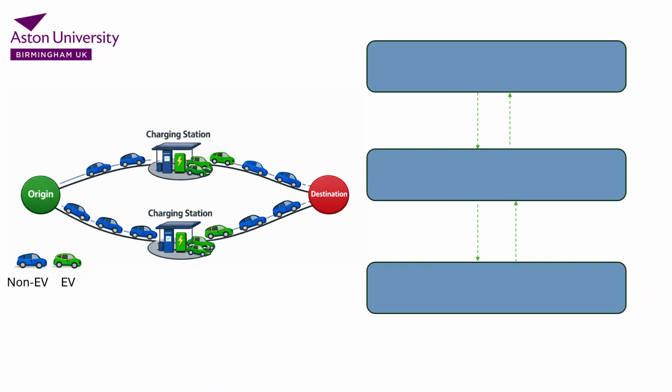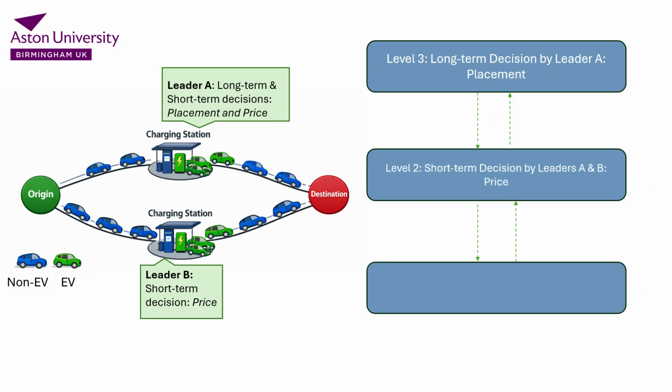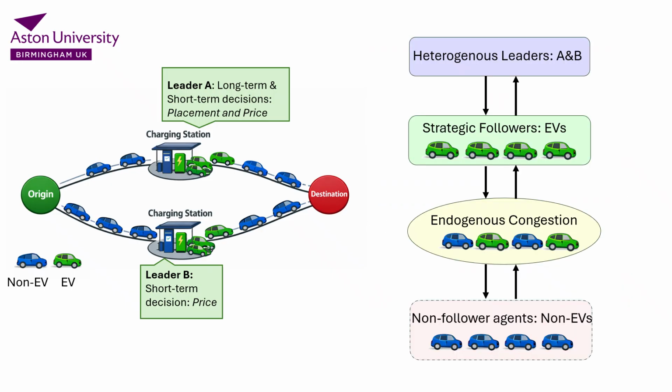In the EV charging setting, a new entrant makes a long-term infrastructure decision by selecting charger locations, while incumbent providers compete through short-term pricing. EV drivers, as followers, choose both routes and charging locations under congestion, balancing travel time, waiting delay, and price. Non-EV drivers, as non-followers, choose routes to avoid congestion, but do not participate in the charging market. Because EV and non-EV drivers share the same network, they jointly generate congestion and respond to it.